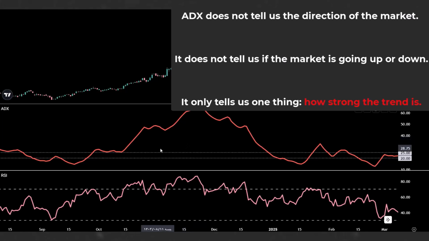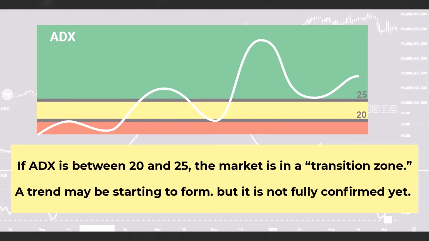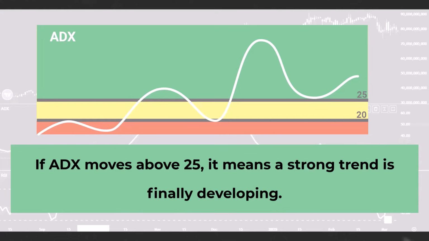When ADX is low, it means the market is weak or moving sideways. When ADX starts rising, it means the trend is becoming stronger. Many traders use a simple guideline. If ADX is below 20, the market has no strong trend. It's often moving sideways or it's very quiet. If ADX is between 20 and 25, the market is in a transition zone. A trend may be starting to form, but it's not fully confirmed yet. If ADX moves above 25, it means a strong trend is finally developing.